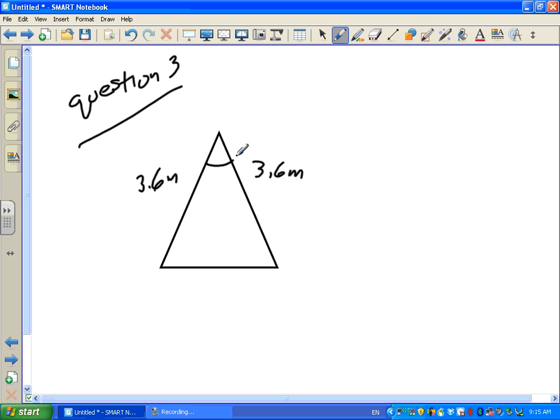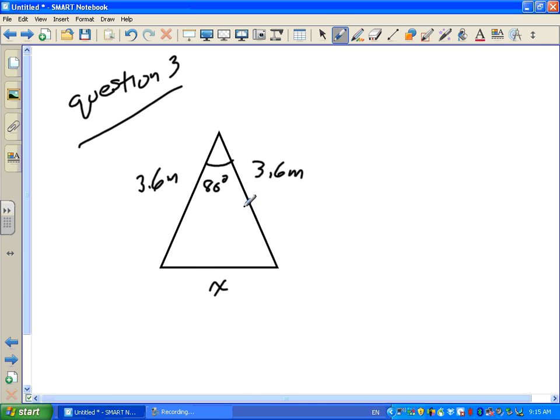So when they say contained angle, that means between the two sides we're given. So we have 80 degrees. How much edging to the nearest meter is needed for this garden? So, edging refers to the perimeter of the triangle, which means I need to solve for the other side. Now, I can't set up a sine ratio for this. I can't set up my cosine ratio, or I can do this even easier.